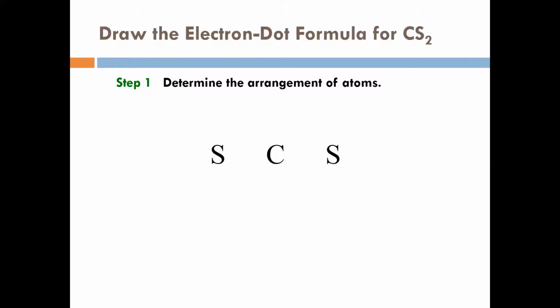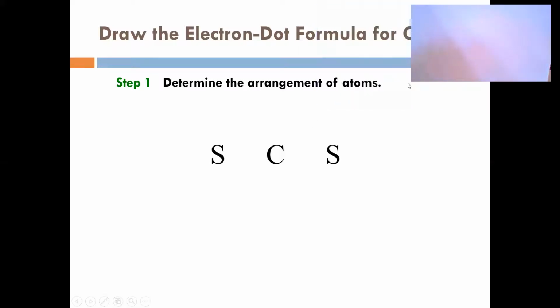So if we look at CS2, the first thing we're going to talk about is what is considered our central atom. So remember, carbon is in group 4, sulfur is in group 6. So I'm going to just maybe shrink this a little bit as we go through. So we have our carbon, group 4, and sulfur is group 6. Because carbon is in group 4, this one is going to be our central atom, so we're going to put it in the center and we'll put sulfur on each side.